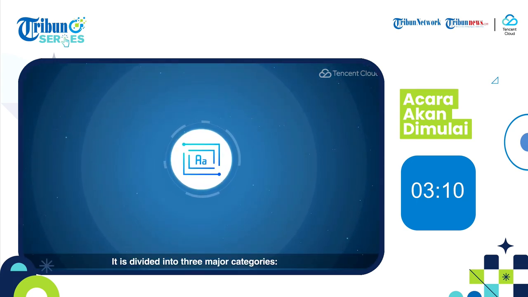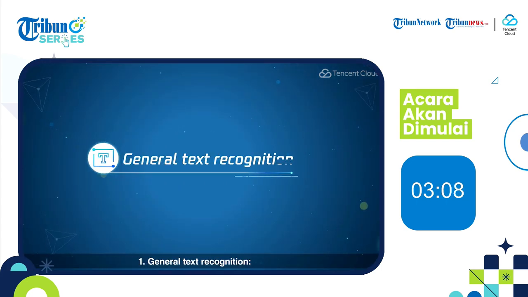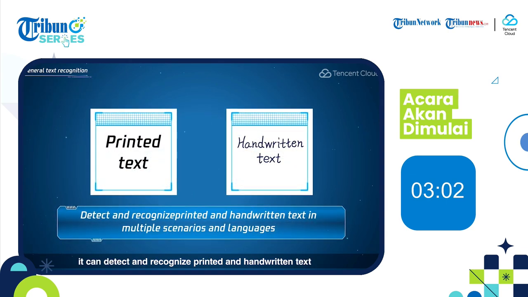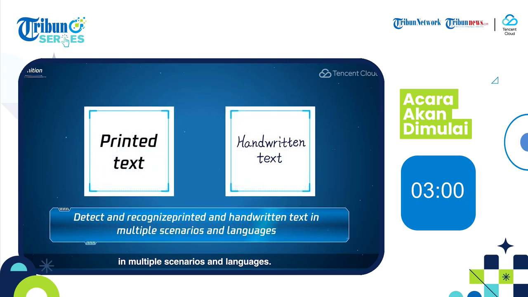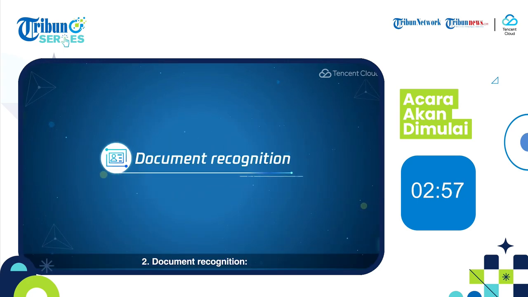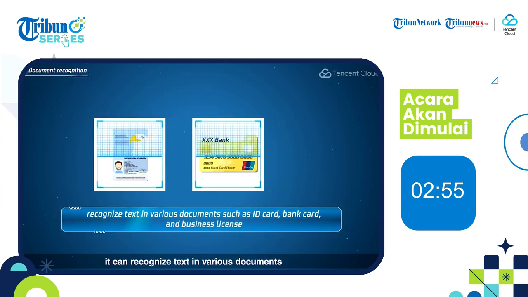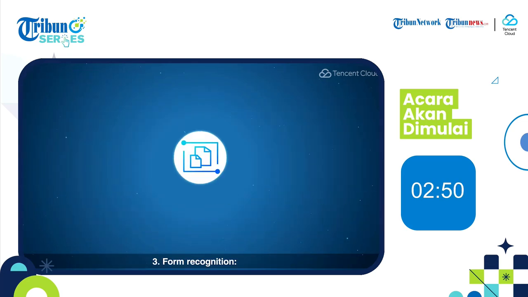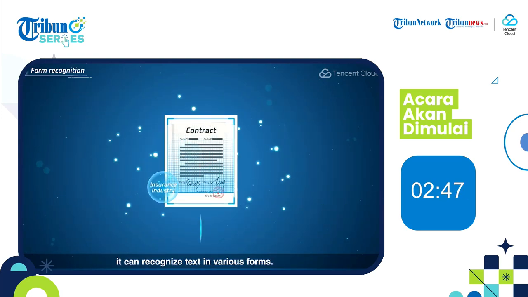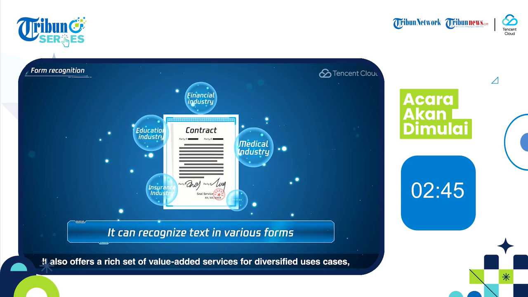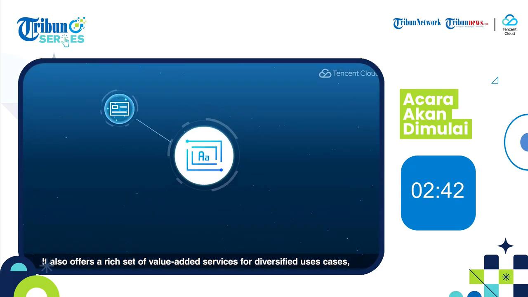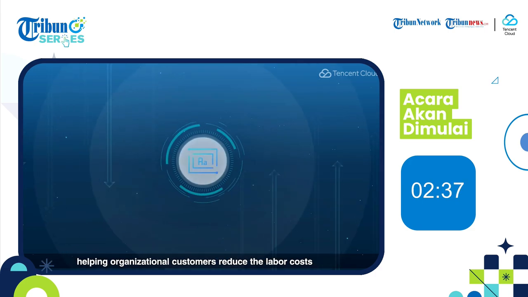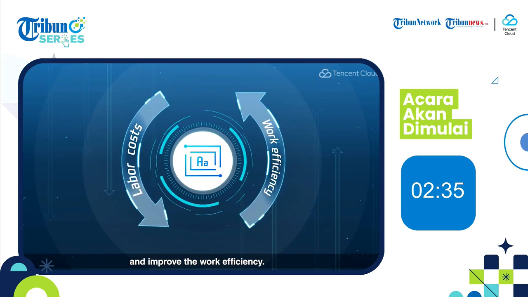It is divided into three major categories. 1. General text recognition. It can detect and recognize printed and handwritten text in multiple scenarios and languages. 2. Document recognition. It can recognize text in various documents such as ID card, bank card, and business license. 3. Form recognition. It can recognize text in various forms. It also offers a rich set of value-added services for diversified use cases, helping organizational customers reduce the labor costs and improve the work efficiency.